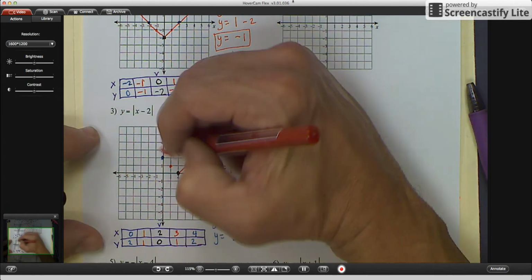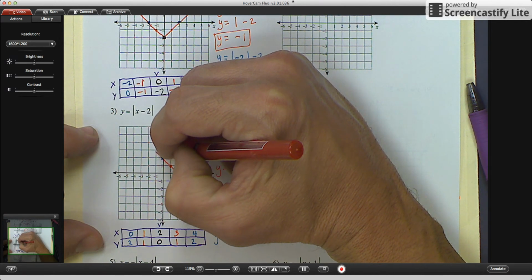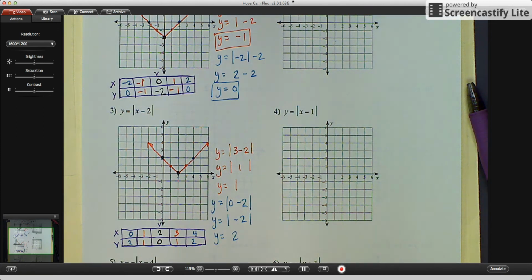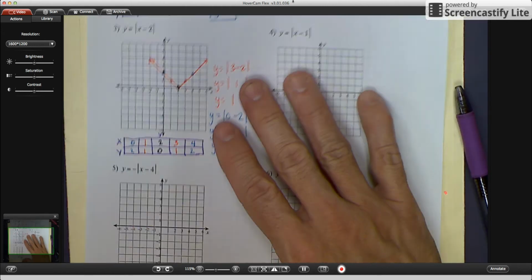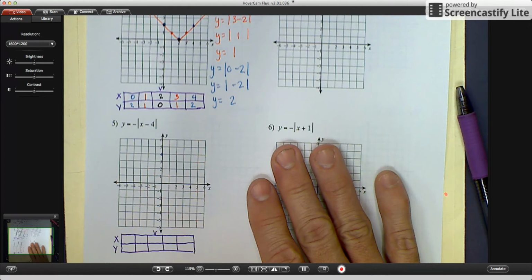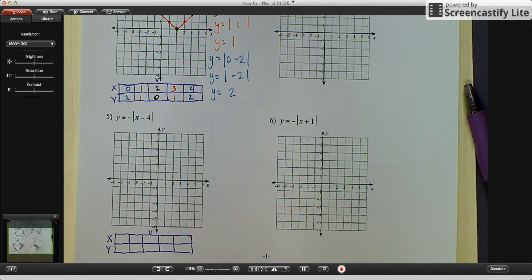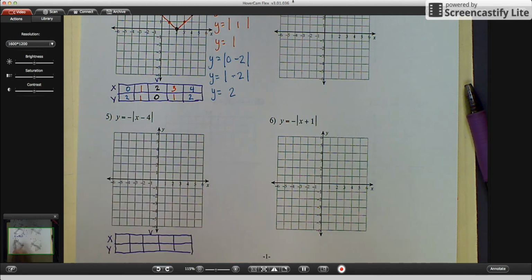Again, these absolute value graphs look like capital V's. Parabolas are a curve. They're a U. Absolute values are more angular. They're a capital V. The last one we're going to do is this last one down here, and it looks a little bit different because we have a negative sign out in front of the absolute value.